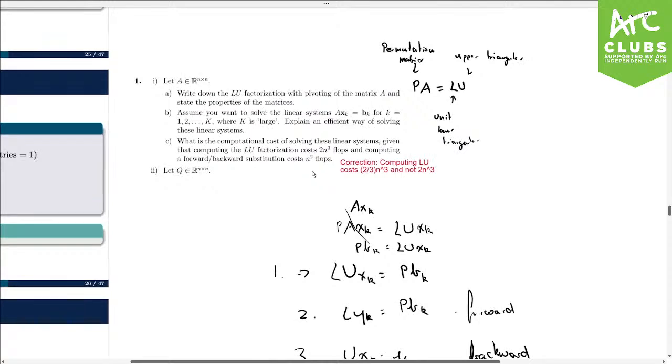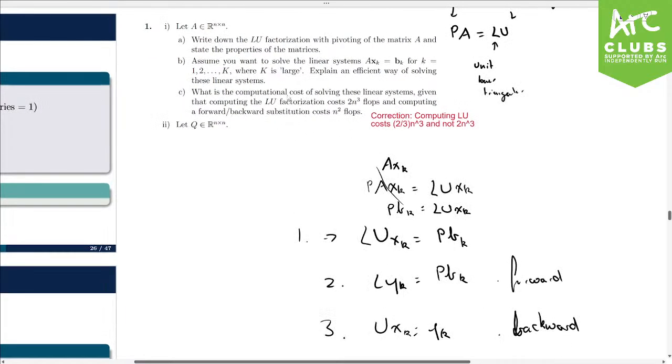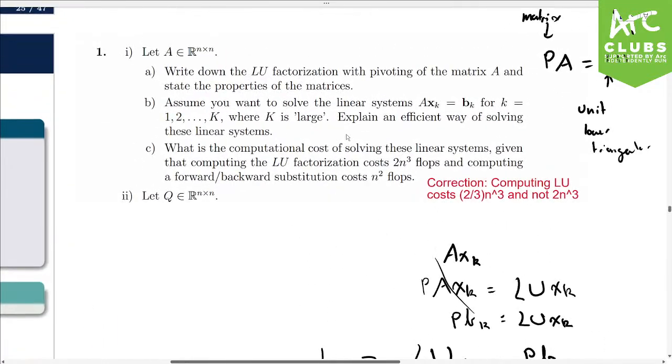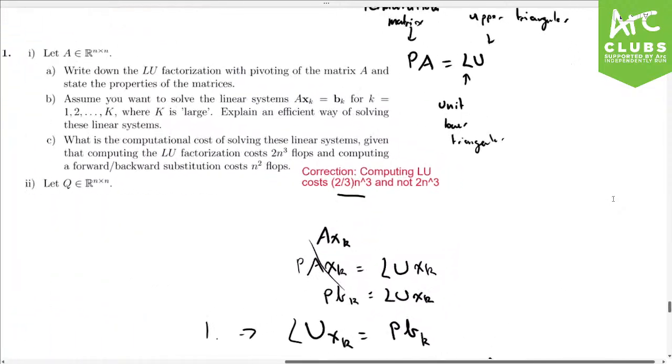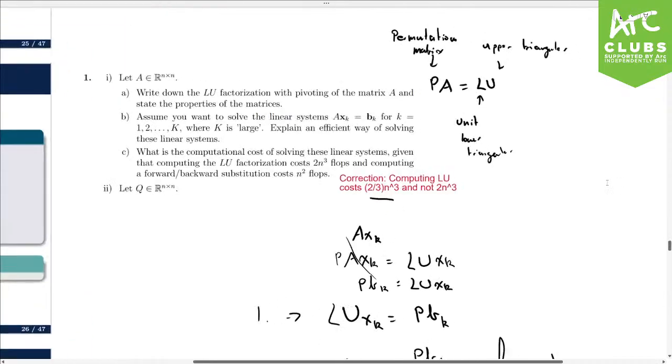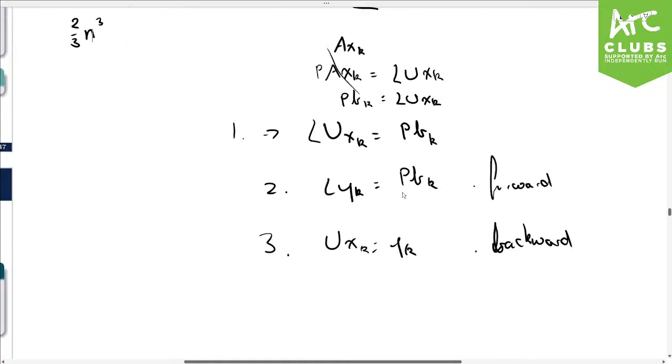Okay. And part C wants us to calculate the cost of solving these systems. So computing the LU factorization costs 2 over 3 n to the 3 flops. So that's a cost we can't avoid. So we'll have 2 over 3 n to the 3. And computing one forward-backward substitution costs n squared flops.